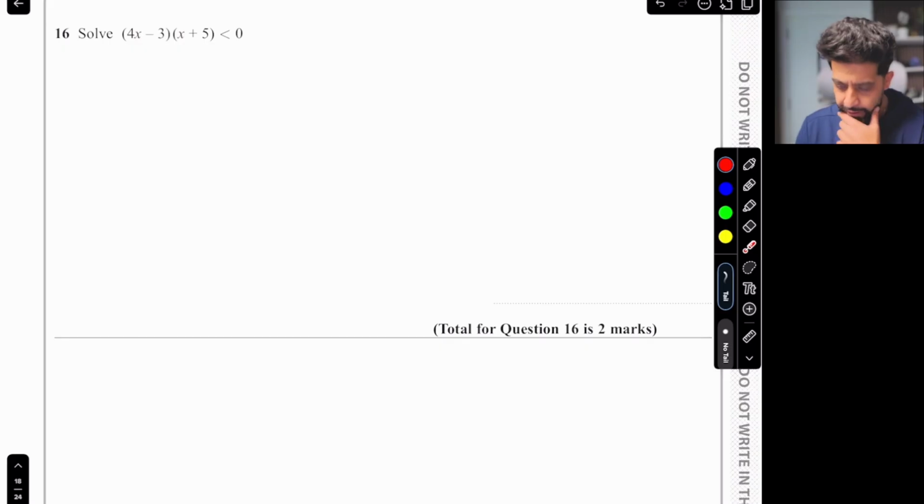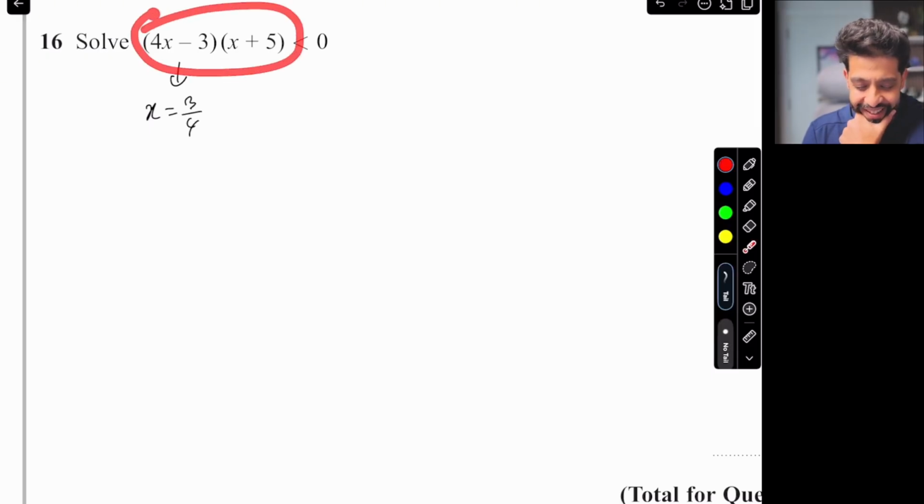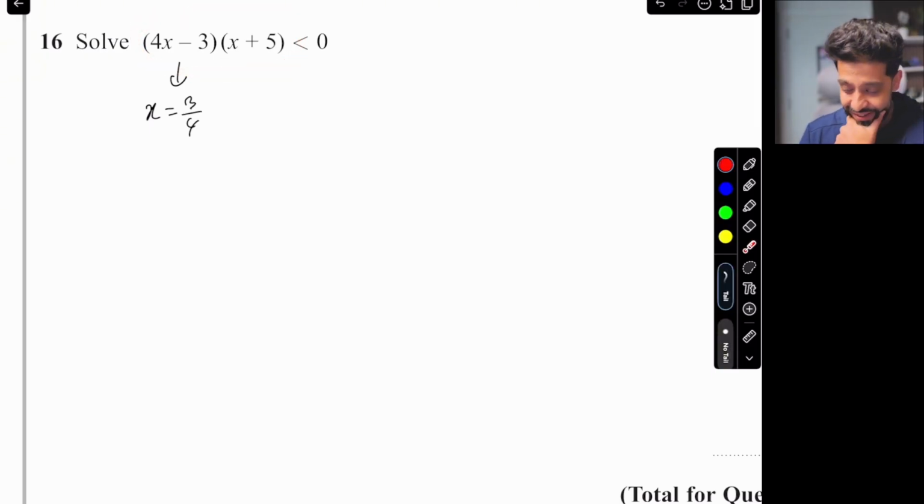Question number 16. Solve the quadratic here. We know the value of this is 3 over 4. Some students expand this out, and you'd have to come back to this otherwise. These are limits, by the way. These are not equal to that exactly, but we're using them so we can draw the quadratic graph.